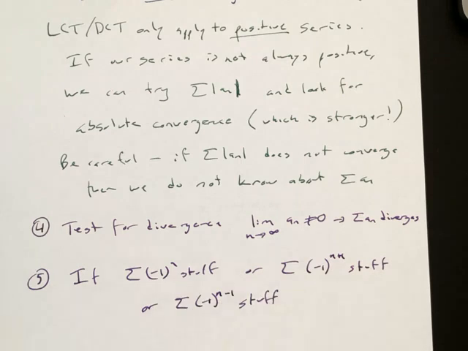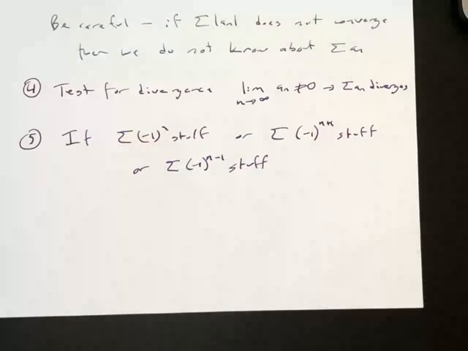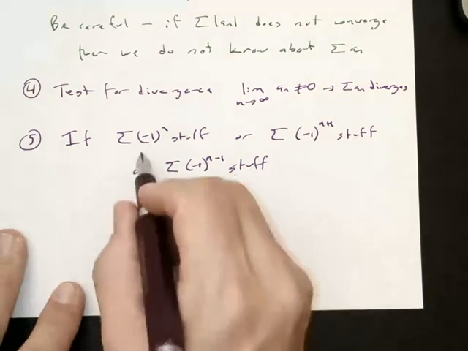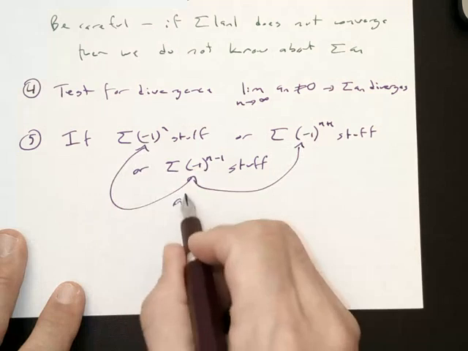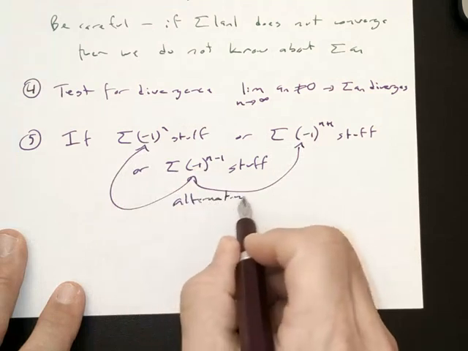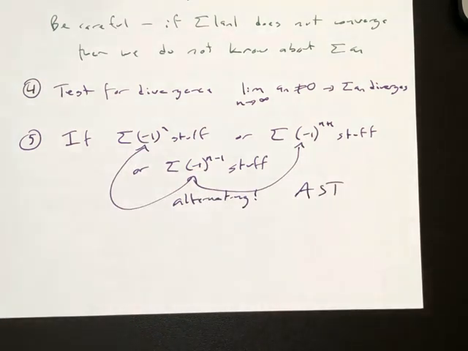So let's suppose that my sum has a (-1)^n and then stuff, or a (-1)^(n+1), or a (-1)^(n-1), some -1 to a power of n. Well, then that's the definition of an alternating series. So we're going to use the alternating series test. What do I need to check for the alternating series?